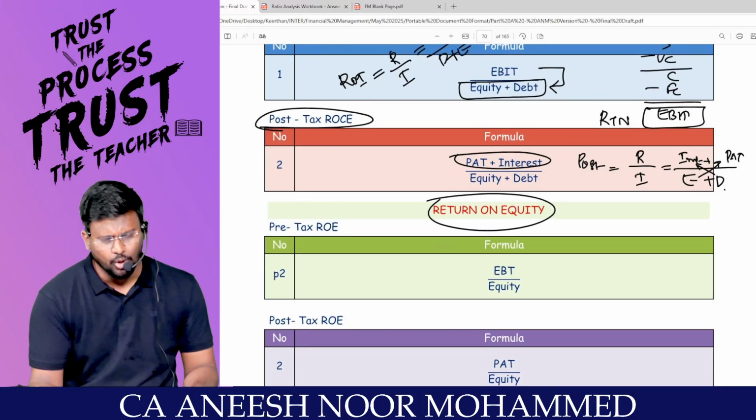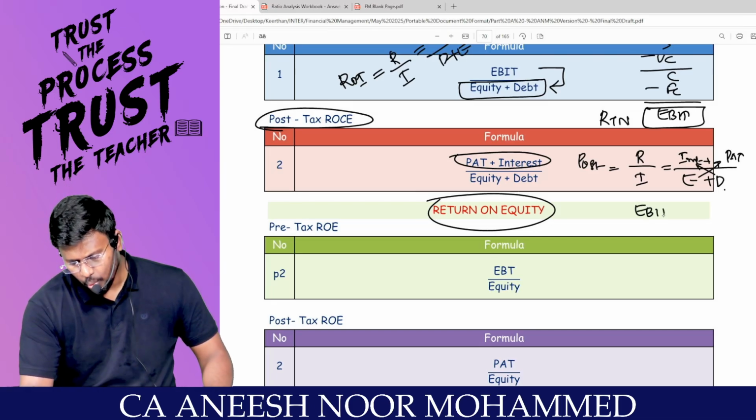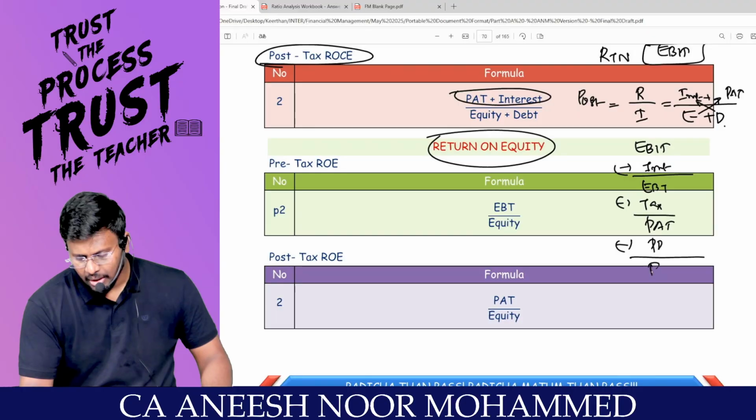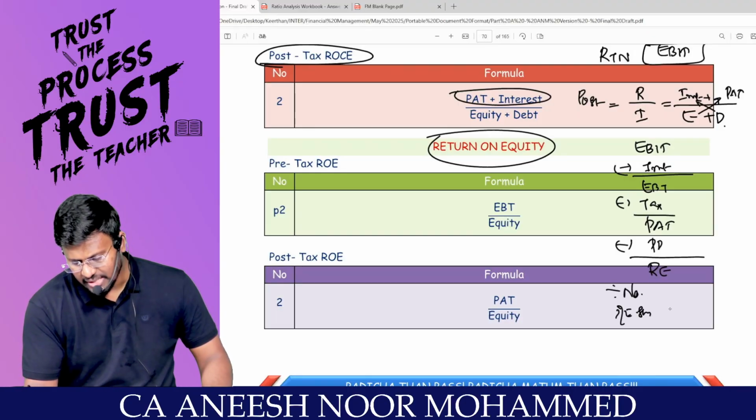I am coming to return on equity. Look here. We know we are having EBIT. From the EBIT, if you reduce interest, you will get EBT. Minus tax, you will get the PAT. From the PAT, if you reduce preference dividend, you will get the residual earnings. Divided by number of equity shares is what? EPS. Are you all really with me?